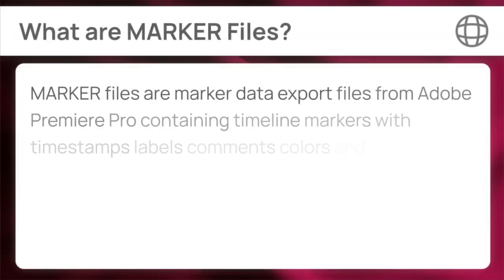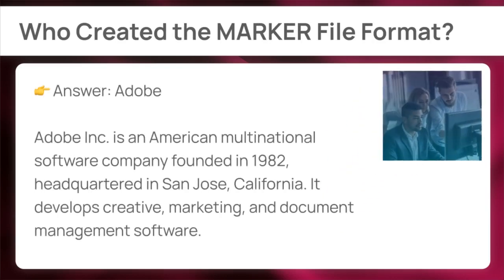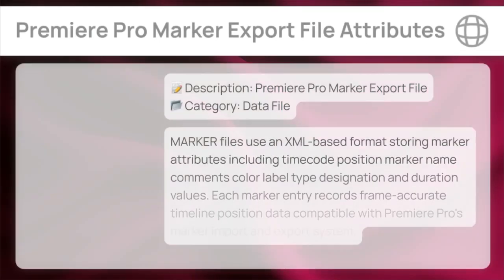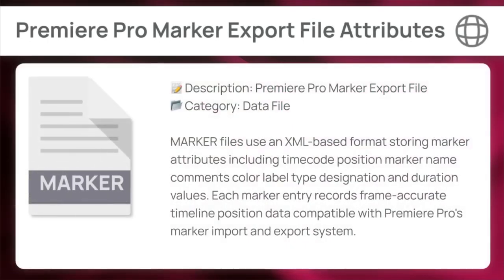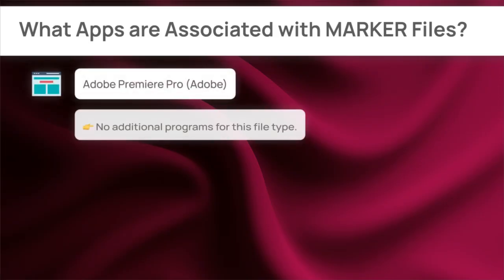Marker files are marker data export files from Adobe Premiere Pro containing timeline markers with timestamps, labels, comments, colors, and duration information. They enable editors to share marked edit points, chapter markers, and annotation data between Premiere Pro projects and team members. Marker files use an XML-based format, storing marker attributes, including timecode, position, marker name comments, color label, type designation, and duration values. Each marker entry records frame-accurate timeline position data compatible with Premiere Pro's marker import and export system. For direct reading of marker content, the best choice is Adobe Premiere Pro, developed by Adobe.